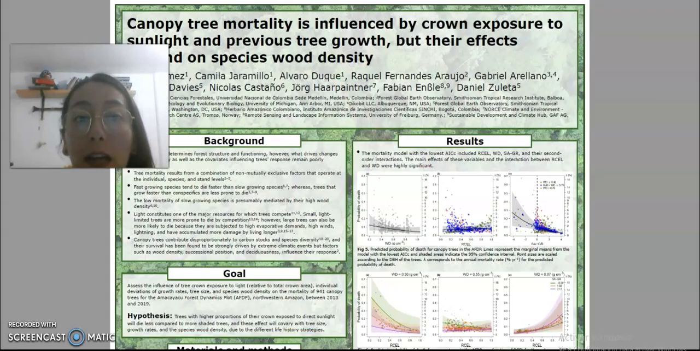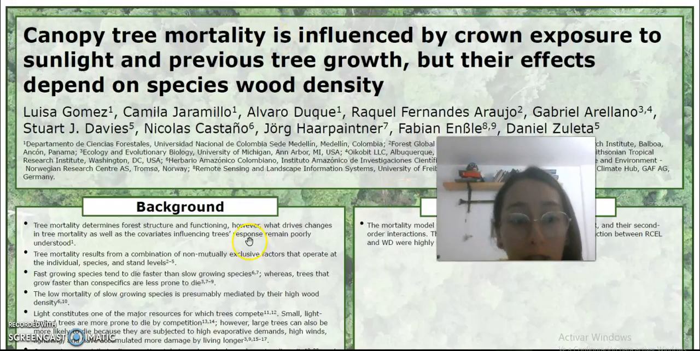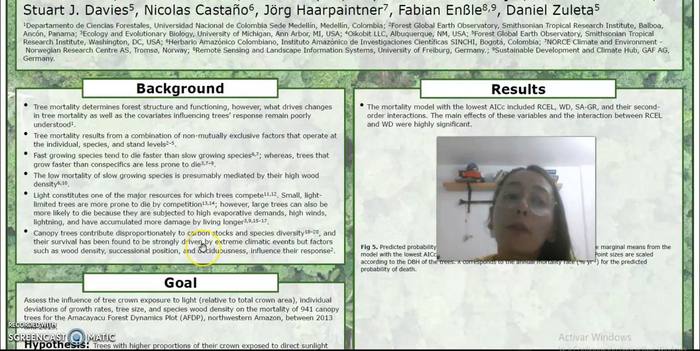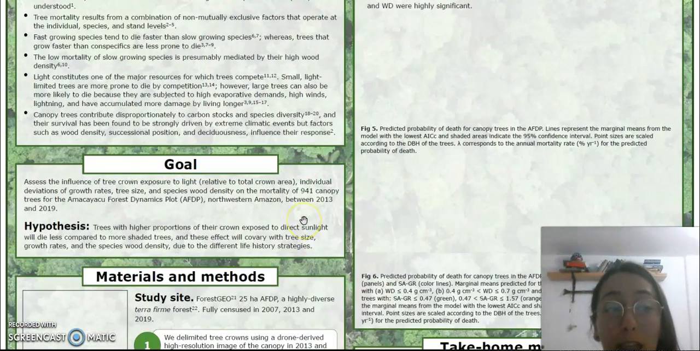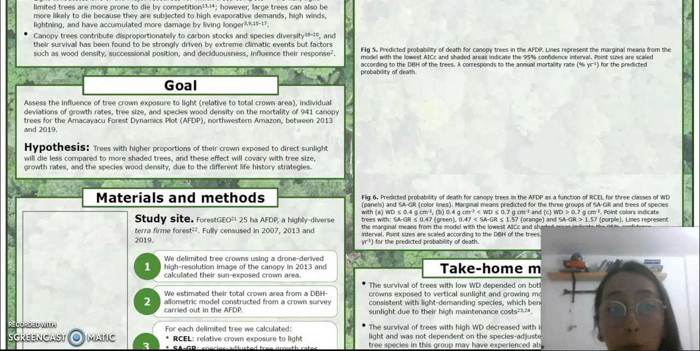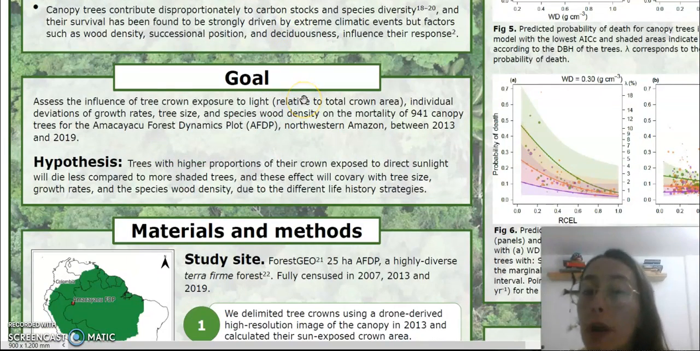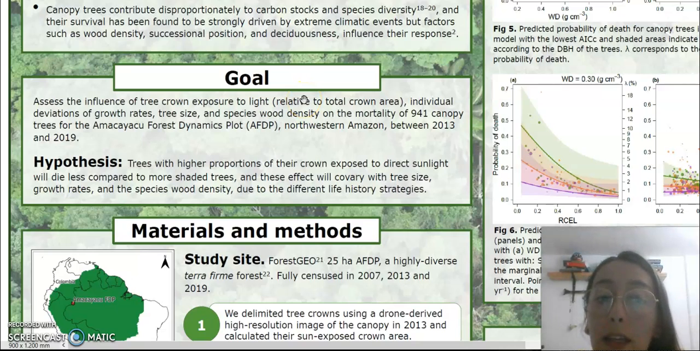Tree mortality is a complex ecological process that results from a combination of non-mutually exclusive factors that operate at individual, species, and stand levels. Here, we assess the influence of tree crown exposure to light relative to total crown area, individual deviations of growth rates, tree size, and species wood density on the mortality of canopy trees for the Macayacu forest dynamics plot between 2013 and 2019.